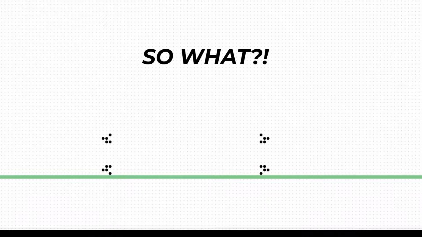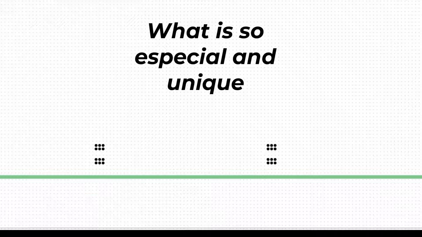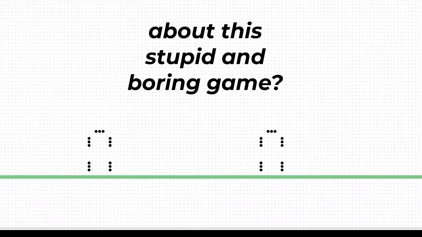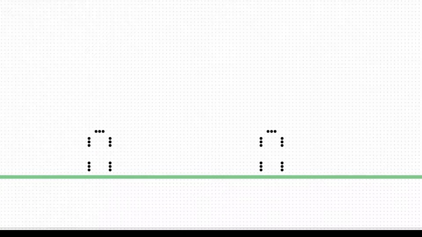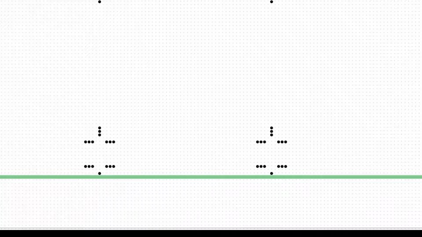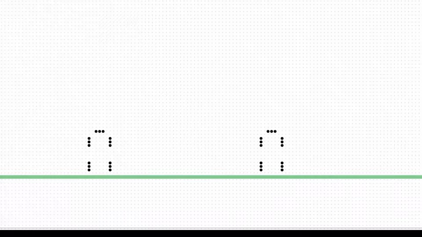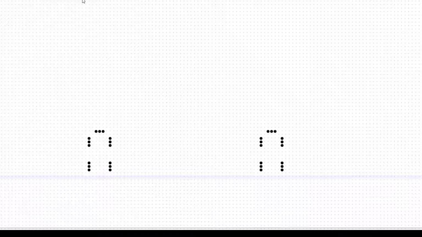Now you might ask, so what? What's so special and unique about this stupid and boring game that has nothing but a few dots moving and changing shape? Well, believe it or not, this simple and boring game is one of the most revolutionary and important simulations that's ever been developed in the world of mathematics and video games. How? Well, long story, but I'm gonna make it short for you.